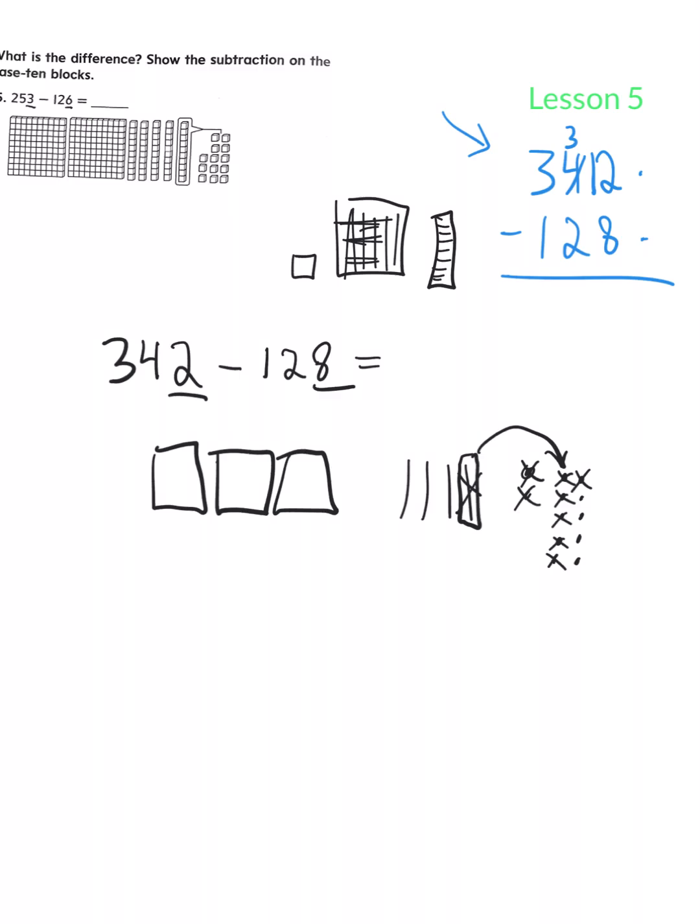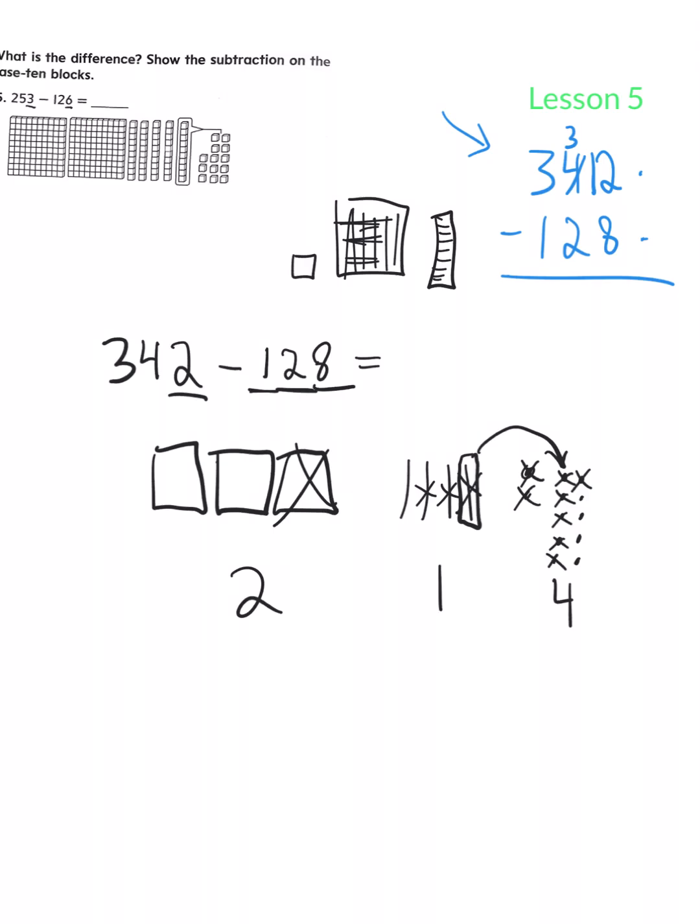All right, so I took away my 8 ones. I still have 2 tens I need to take away. So bye-bye, bye-bye. And 100 that I need to take away. So cross that one out. And then what I'm left with is my answer to the subtraction problem. So I have 2 hundreds, I have 1 ten, and I have 4 ones.